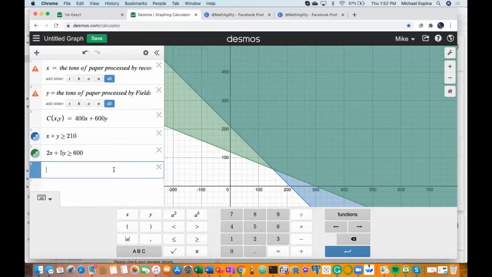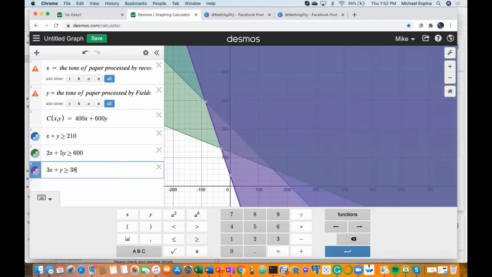For grade C, Recon can produce 3 units and Fields can produce 1 unit. Abianto requires at least 300 units of grade C paper. So the inequality will be 3x plus y greater than or equal to 380.